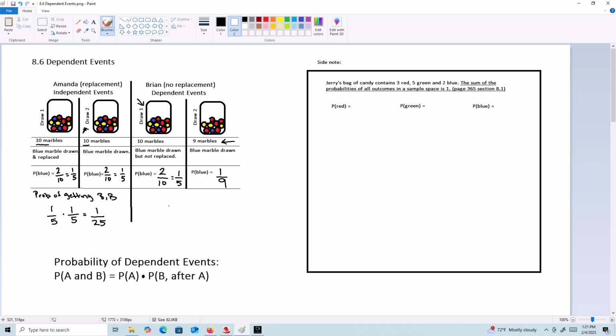So to find the probability of getting blue and then blue, where the second blue there's only 1 left, is 1/5 times 1/9, or 1/45. This is about 0.02 or 2%.